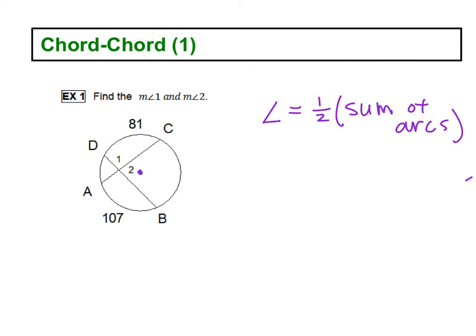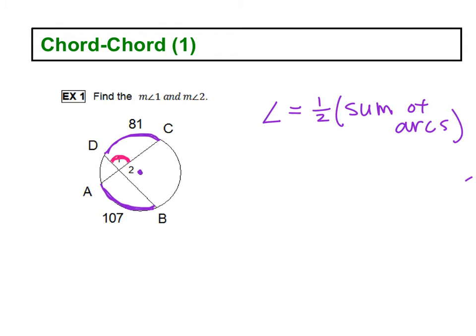All right, so let's look at the arc measures. We can see that we have 81 right here, and then across from it we have this 107. If we use those two arcs, we're going to be able to find the measure of angle 1. Do you see how those all go together? Angle 2 would have to deal with these arcs out here that we don't know the measures of.